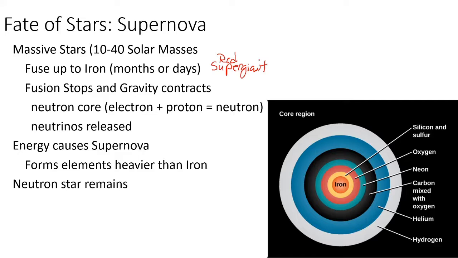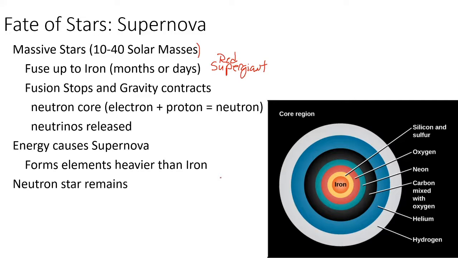The process, and I'm going to show you a diagram of it in a minute, is very similar to what happens to a low mass star. But because they're heavier, they can fuse up to iron. You may remember that we said iron is special. We circled it on our periodic table. And this happens really, really quickly. Like we're talking in the range of months or days. We're not talking millions of years or billions of years here. And at some point, the fusion will stop and it will contract, exactly like we saw.